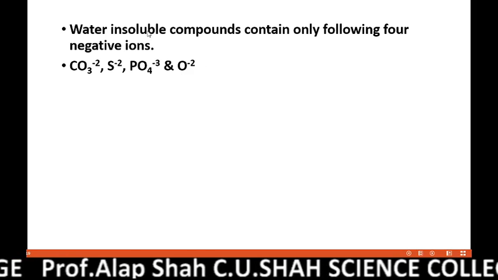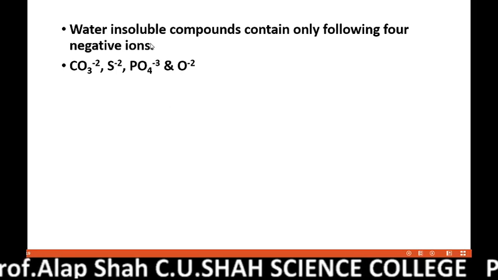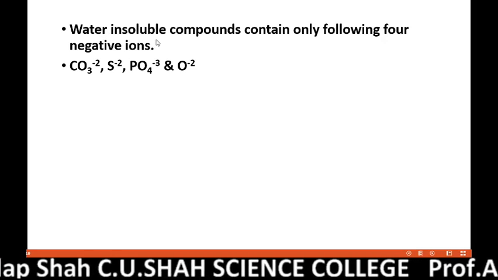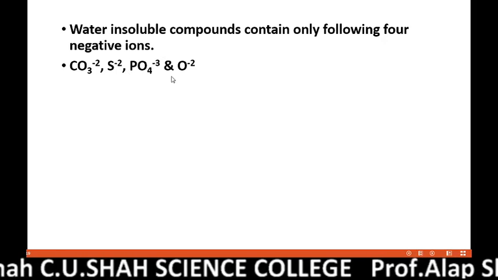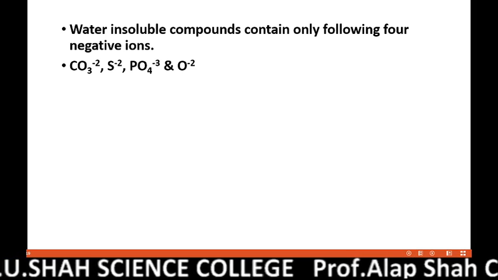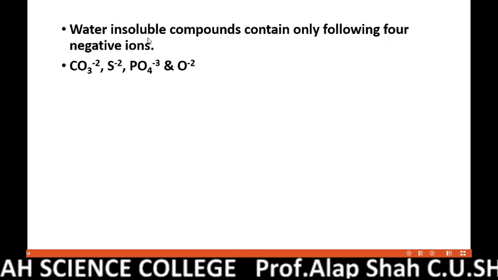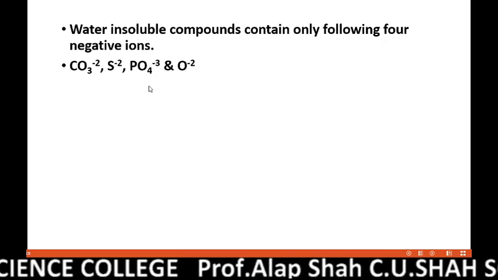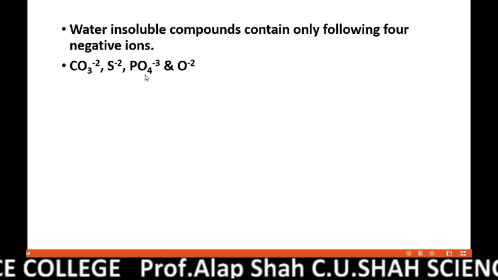But now listen to me carefully, because I am going to tell you a very important thing. If your compound is water insoluble, then only these 4 negative radicals are present. It doesn't mean that if your compound is water soluble, these radicals are absent. It is not that. They can be present, right? So the reverse is not true. But if insoluble, then you will get the negative ion from these 4 only.